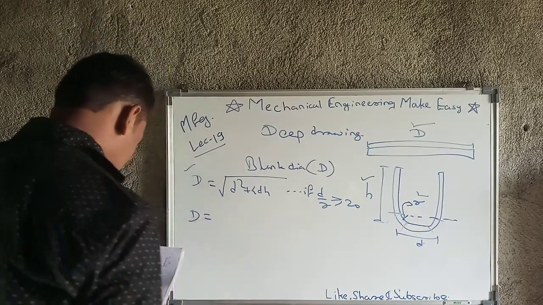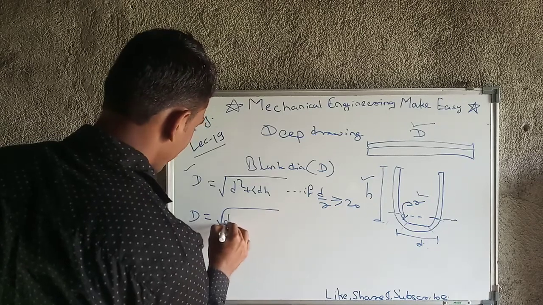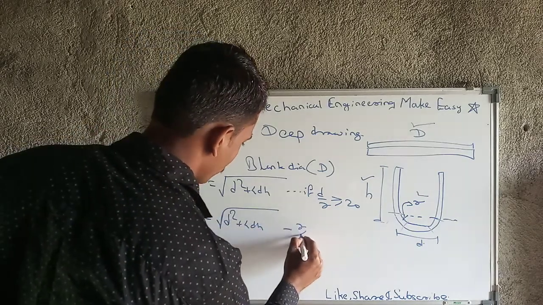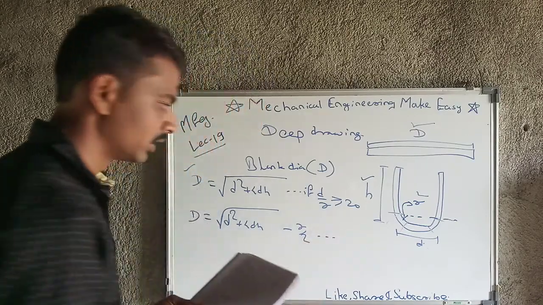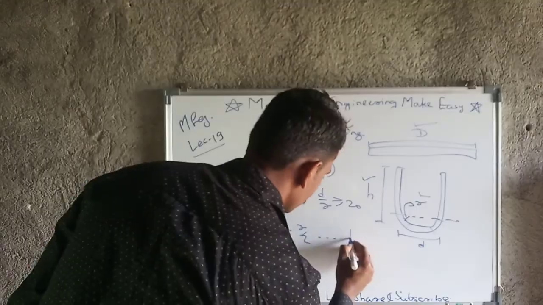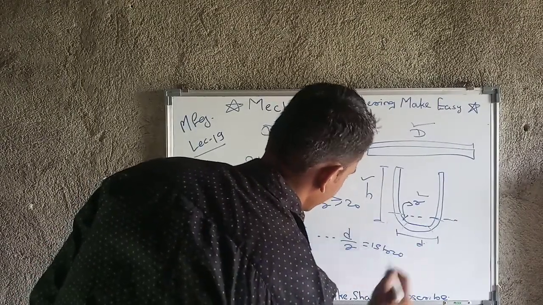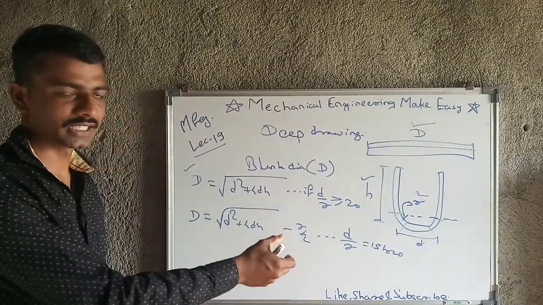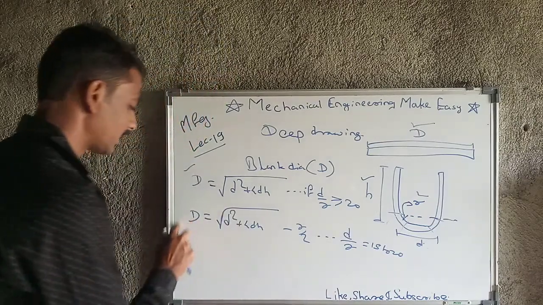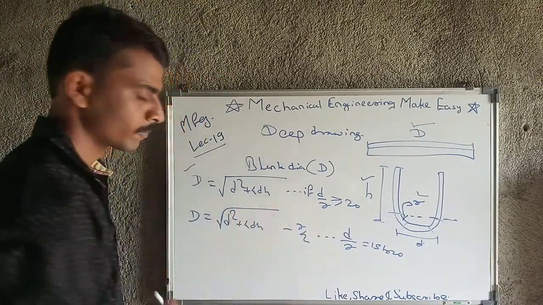Then we will look at another case. The bracket is as it is, d square plus 4dh, and a minus r by 2 term will come here. Why does that term come? Because here the d by r ratio ranges from 15 to 20. If the d by r ratio is 15 to 20, then the blank diameter will be reduced by the value of minus r by 2.